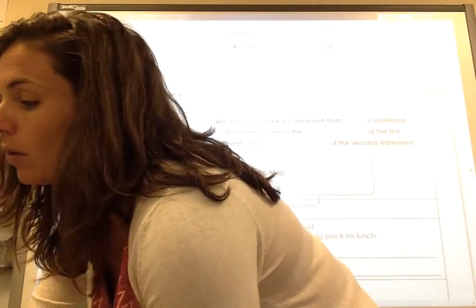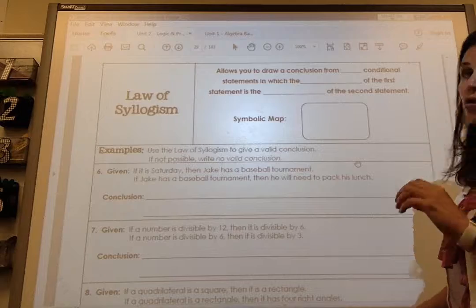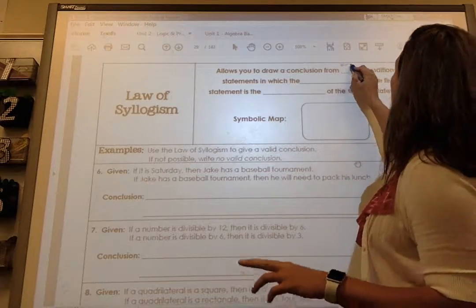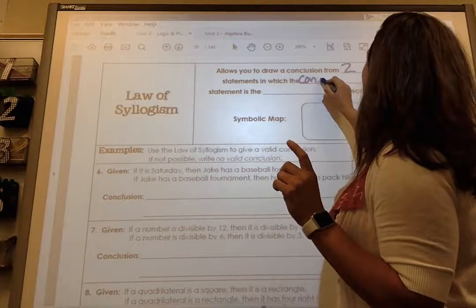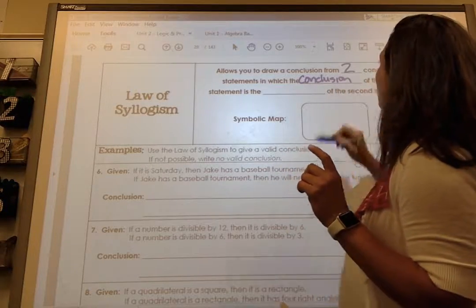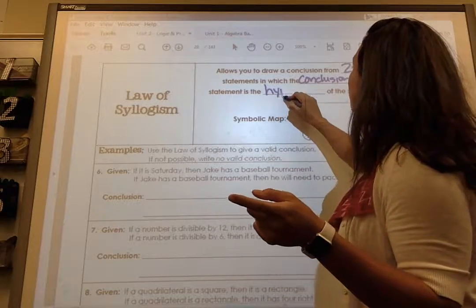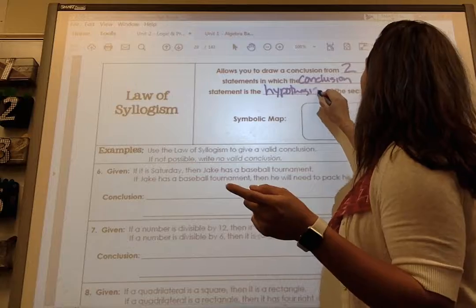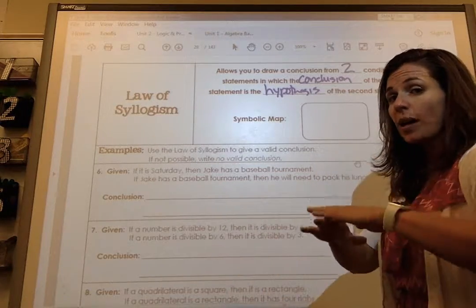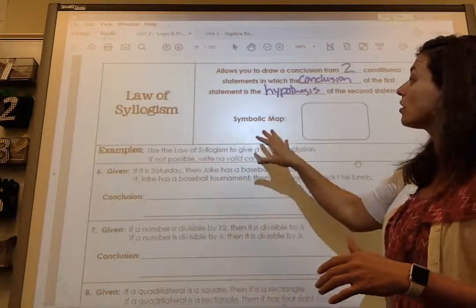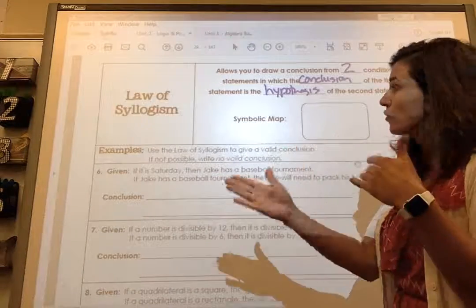Okay. So, the law of syllogism allows you to draw a conclusion from two conditional statements in which the conclusion of the first statement is the hypothesis of the second statement. And actually what I'm going to do is I'm going to stop this video and make another one just for the law of syllogism, so you can go back and forth between the law of detachment and the law of syllogism.